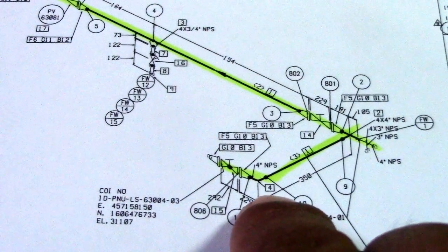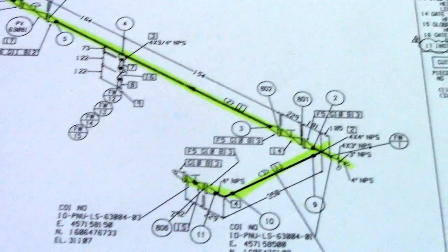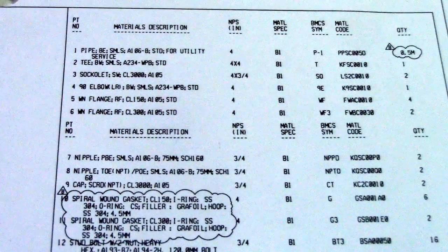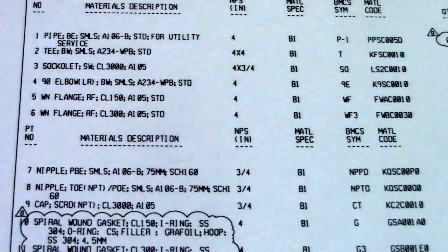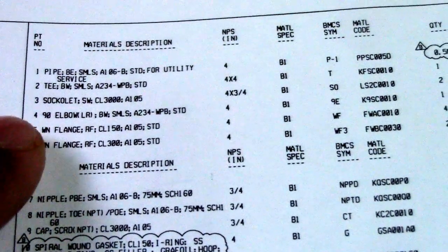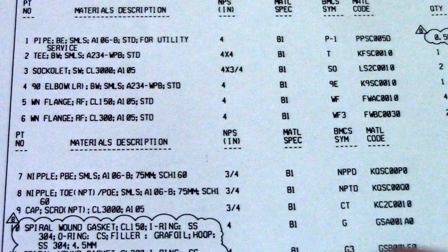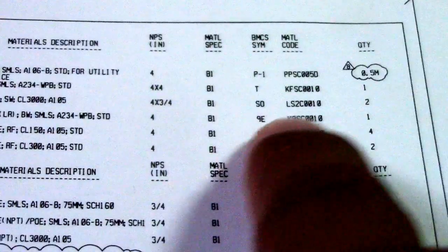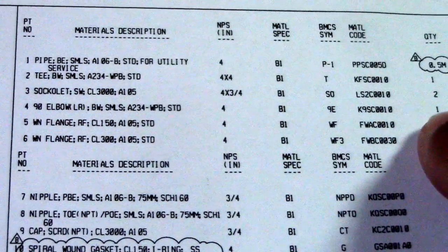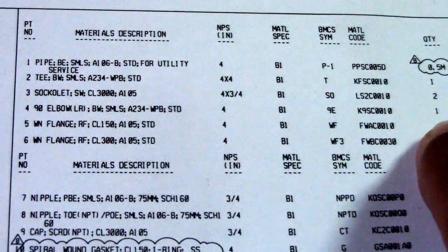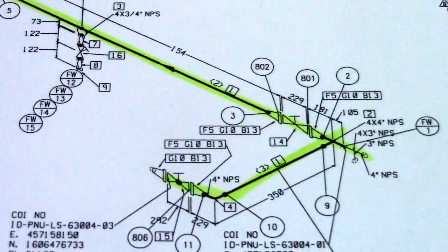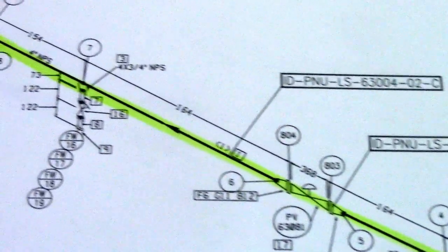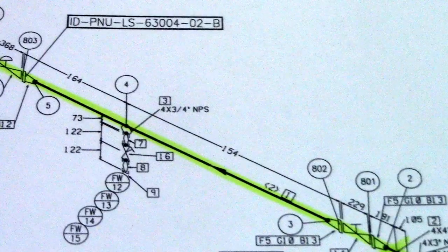Number 4. Check in the material description. Number 4, so this is our number 4: 90 degrees elbow LR, long radius. How many quantity? This is the quantity, only one. Okay, we will go back to the isometric drawing. So only one elbow on this isometric drawing.